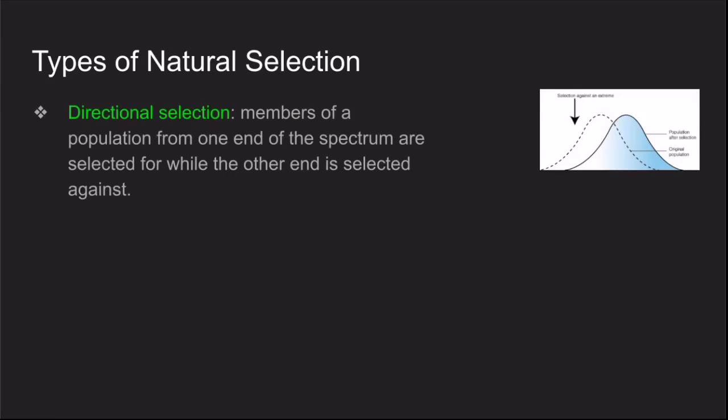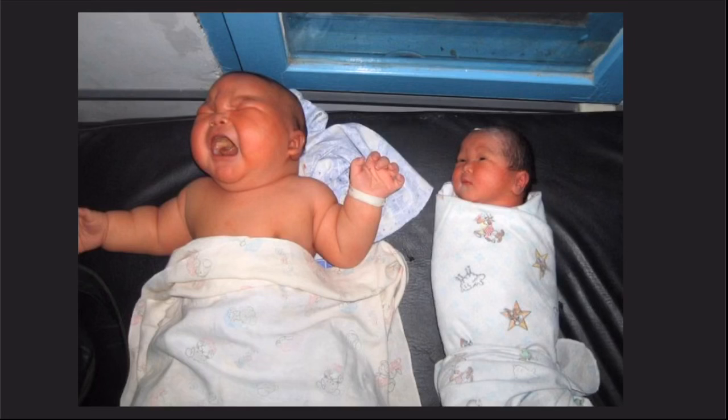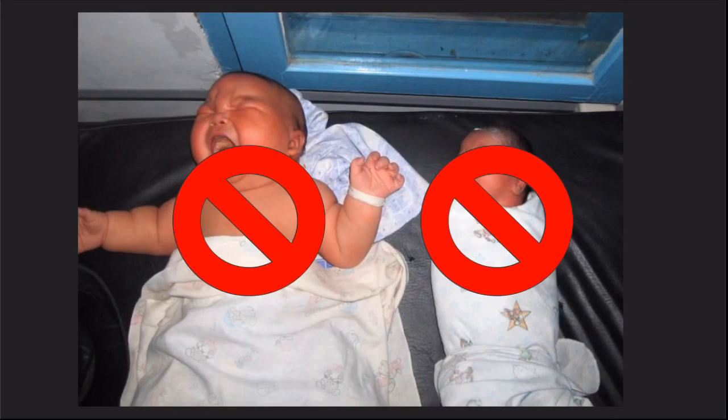The next one is stabilizing selection, which works to reduce variation in a population. Selection for a particular allele is for the mean of the population. An example of this is a human's birth weight, because being too big and being too small are both disadvantages. It's best to be somewhere in between.